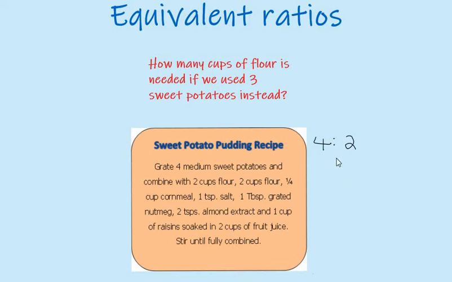Now in our problem, we need to identify how many cups of flour we're going to use for 3 sweet potatoes. So what's that ratio? That's 3 sweet potatoes. Do we know how many cups of flour? No. So we're going to use a variable to represent the unknown. And I'm going to use F for flour. Now, the next step, we need to find what F is. All right? And no, this is not a simultaneous equation. It's not a simultaneous equation.